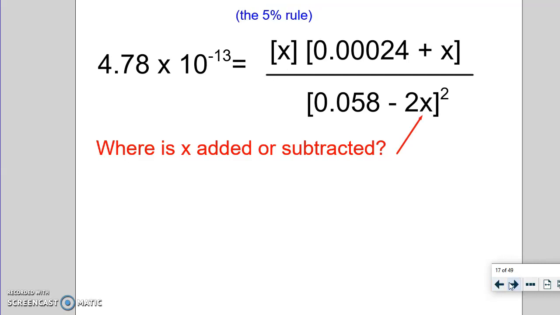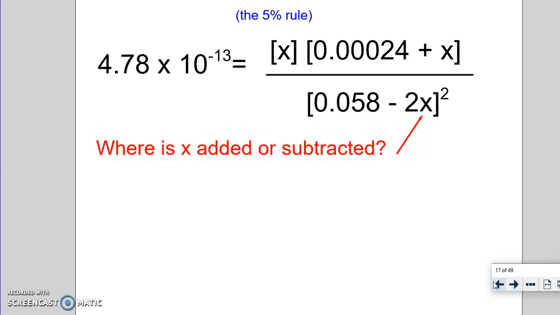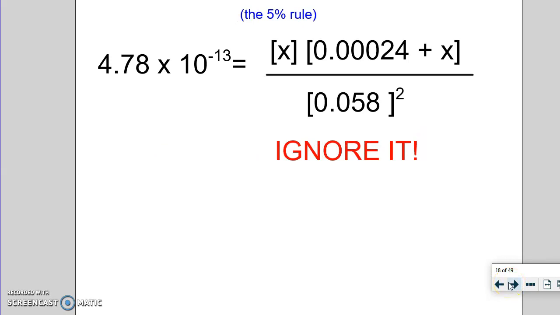So let's go to the first one, the 2x. That's what it's going to look like if you ignore it. See, there's 0.058 minus 2x, and now we're just going to pretend we're not subtracting the 2x, because we're guessing 2x is a tiny number. It's not going to change the 0.058 very much. And by the way, you might say, how do you know that x is small? Well, we'll get to that in a little bit. For now, we're just going to try our best to avoid a quadratic by doing this.